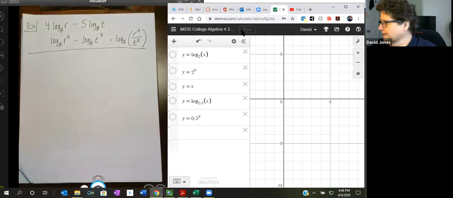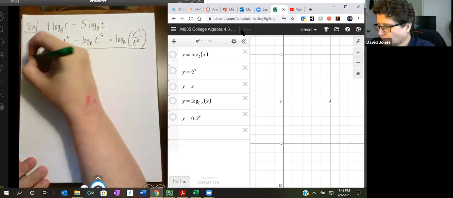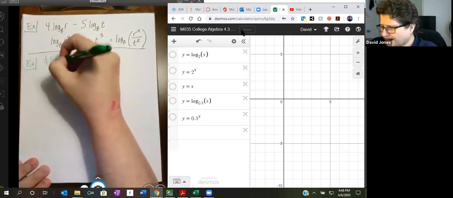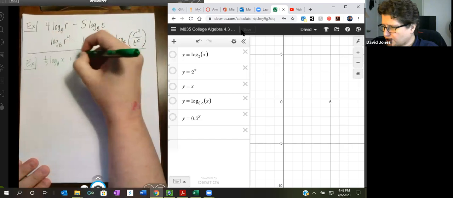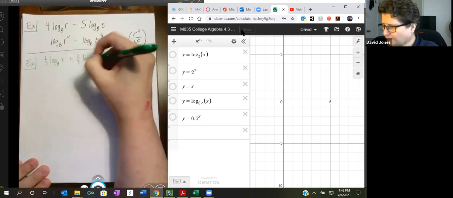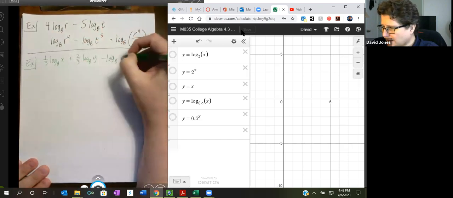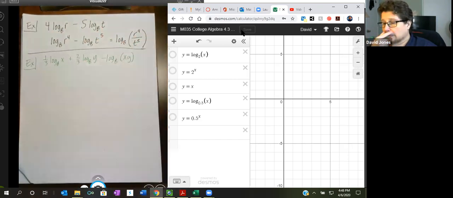Another example for you. We've got 1/3 log base b of x plus 2/3 log base b of y minus log base b of xy. Try working that one out.